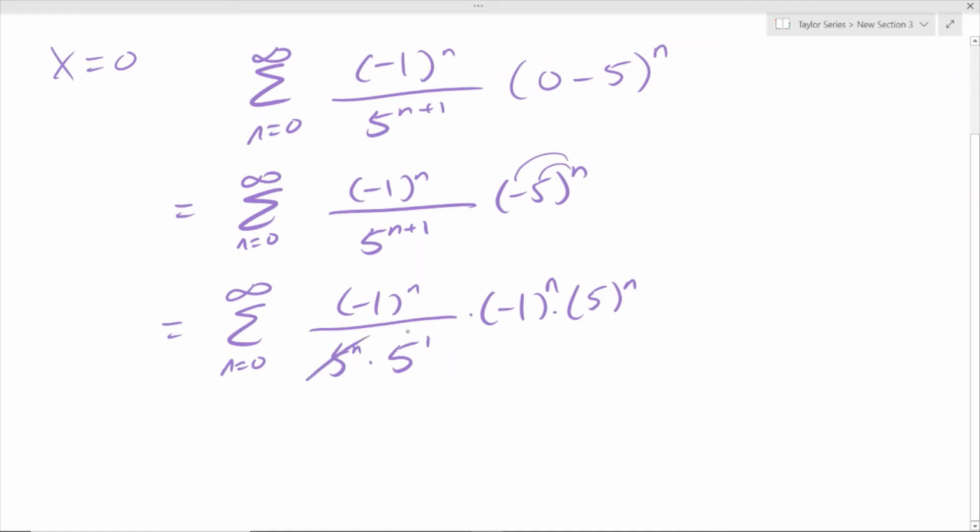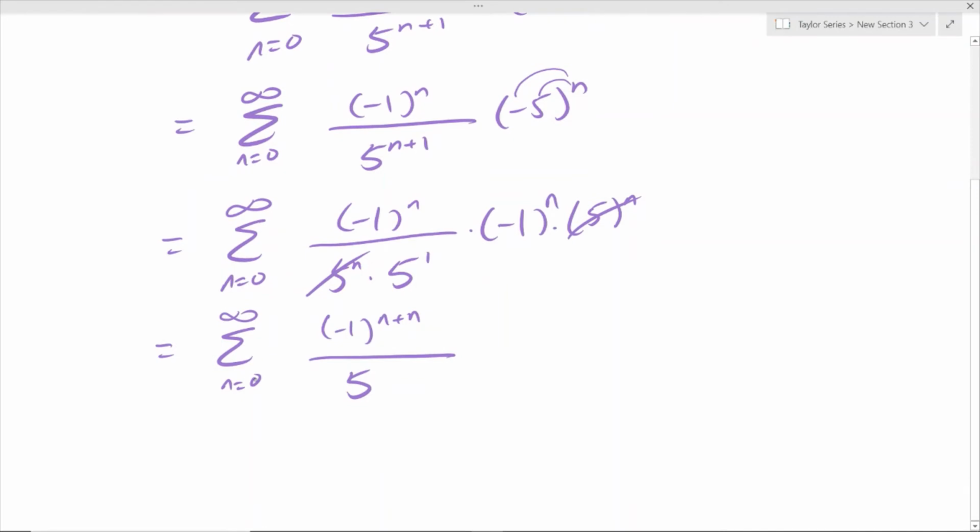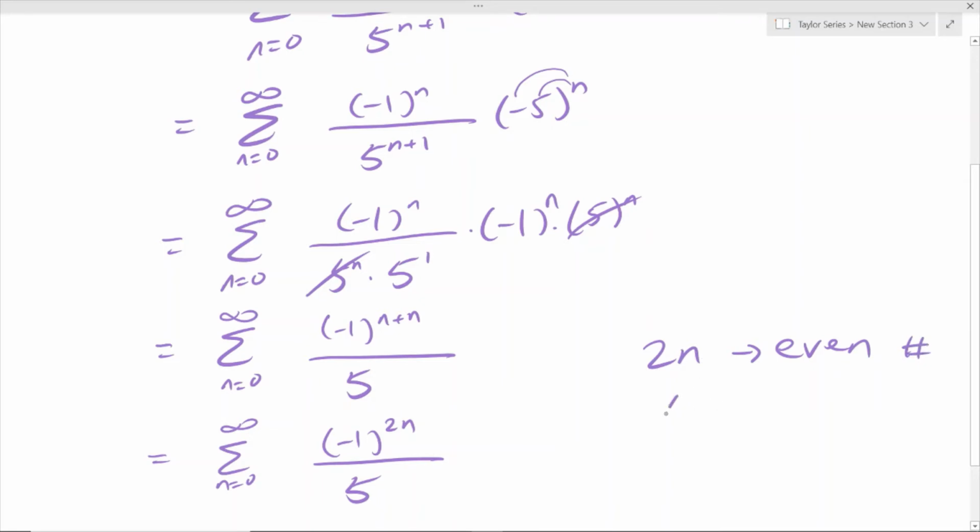So now we can cancel stuff out. Cancel this, cancel this. And then this negative 1 to the exponent of n times negative 1 to the exponent of n, we basically do n plus n, right? Exponent laws, over 5 to exponent of 1, which is just 5 here. And then here we know it's going to be 2n. And this tells us that this 2n is always going to be even. Right? It's always going to be an even number. And since we have an even number, then this is always going to be equal to positive 1.